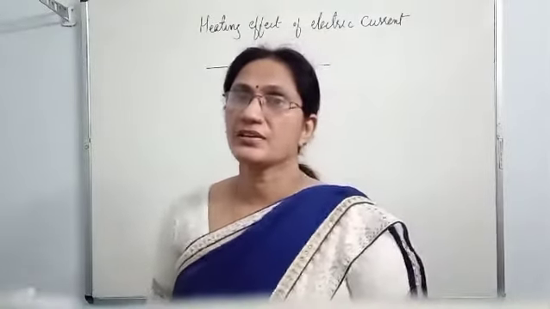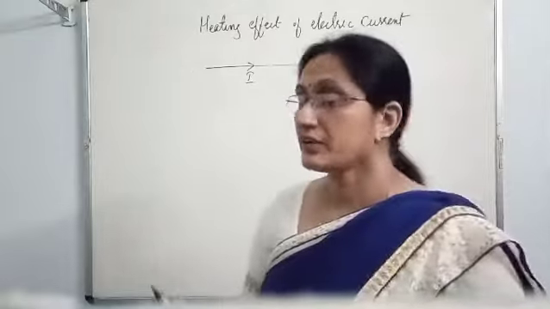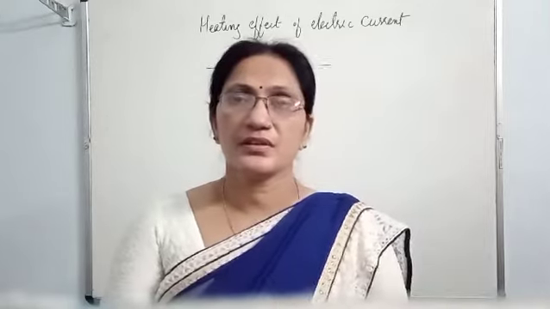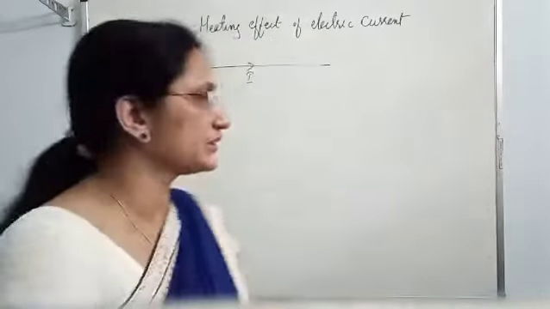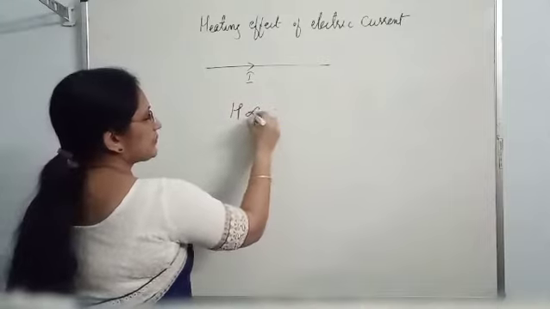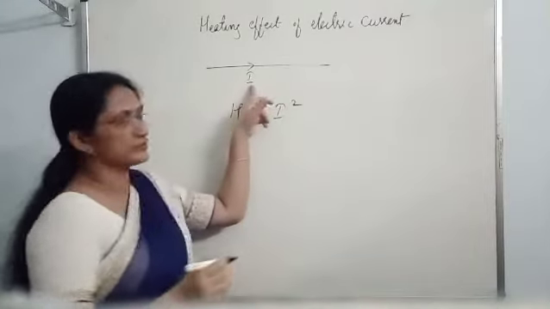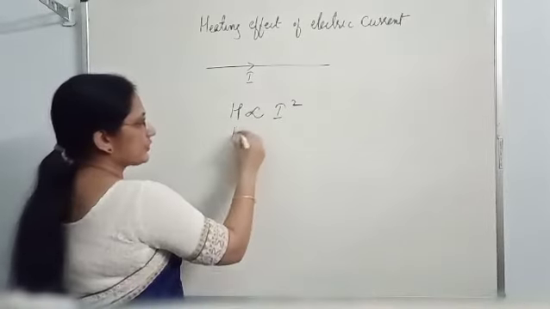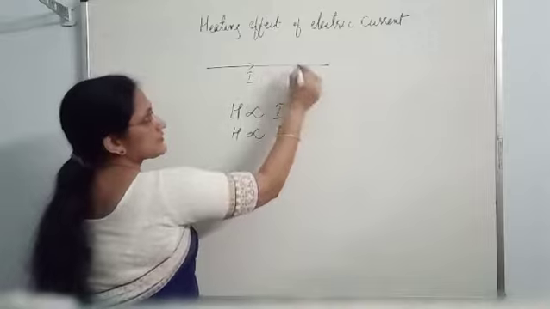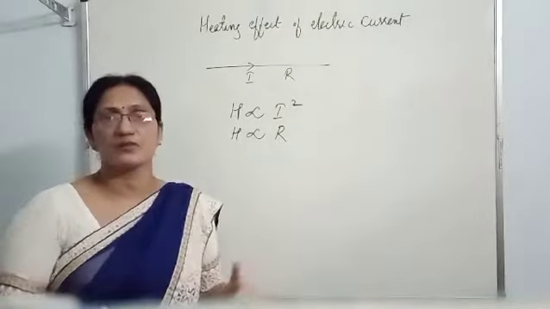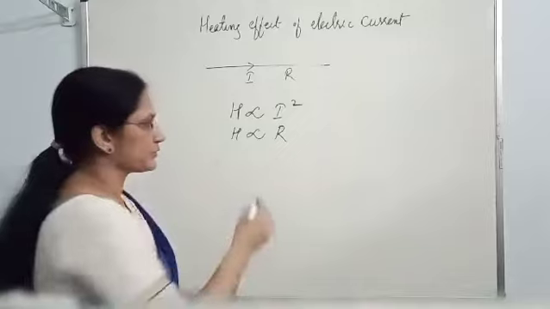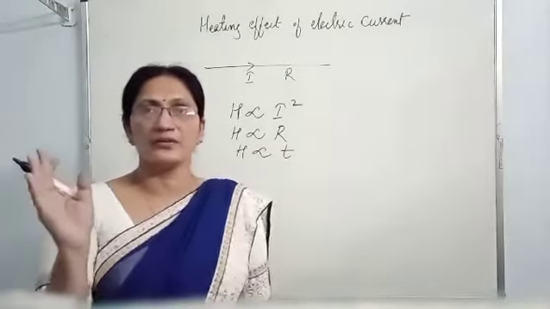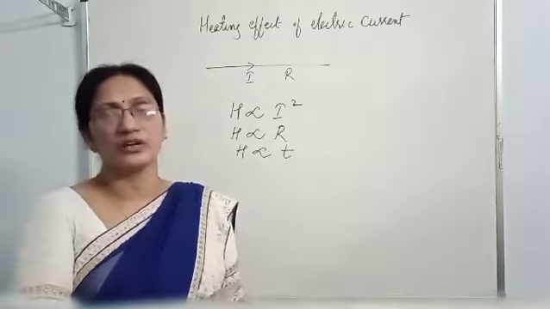Next topic is heating effect of electric current. When current is flowing through a wire, heat is produced. This heat produced depends on three factors. Heat is proportional to square of current, the I value squared. Then heat produced is proportional to resistance of this wire. If the wire is of high resistance, more heat will be produced. Heat produced is proportional to time of flow. If the current flow happens for a long time, more heat will be produced.